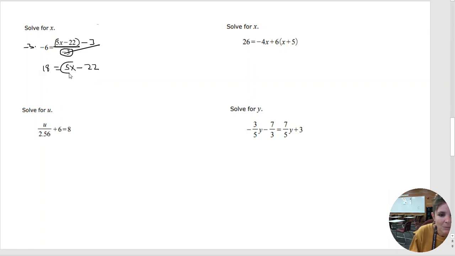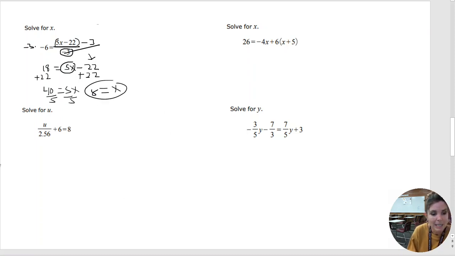To get rid of the multiplication of 5, you're going to use division. To get rid of the negative 22, you're going to use addition. You always get rid of the one that doesn't have the variable first. Okay, so that's going to be a 40 equals 5 times x, and then you would divide by 5 as your last step, so x equals 8. Okay, so those are super easy.